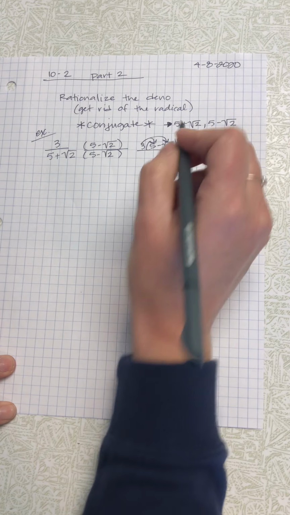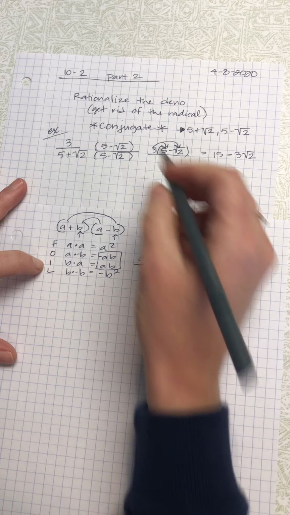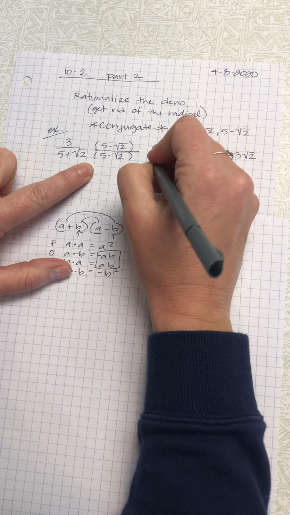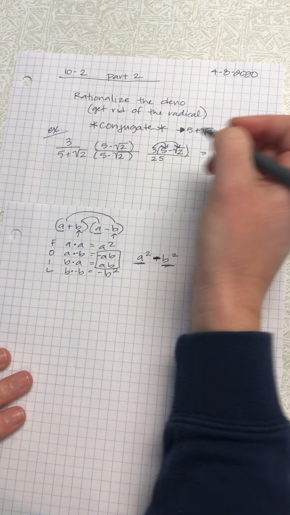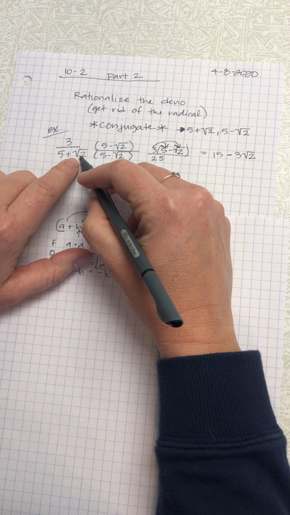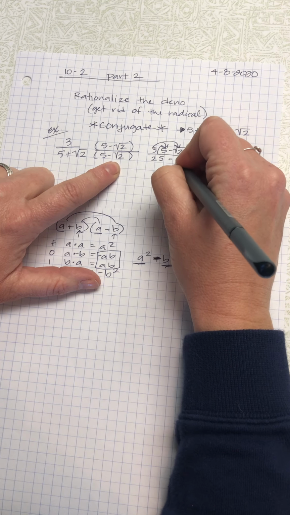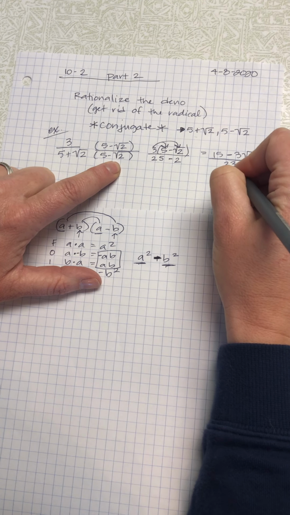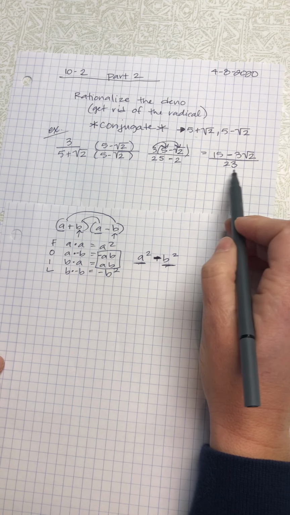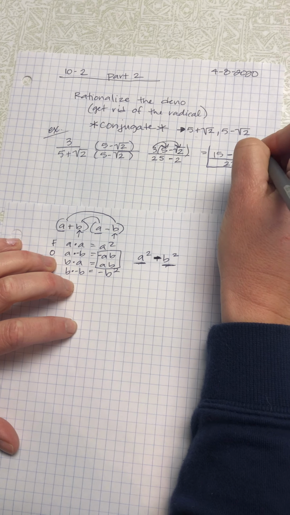So then when we do the bottom, remembering what we did here, all we need to do is multiply the beginning and the end. So 5 times 5 is going to give us the 25. And then we have a positive square root of 2 and a negative square root of 2. So that gives us negative 2, which 25 minus 2 is 23. And now that we don't have a radical on the bottom, there's no square root sign, we're finished.